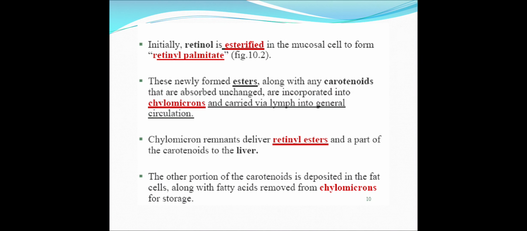supplements. Initially, retinol is esterified in the mucosal cell to form retinyl palmitate. These newly formed esters, along with carotenoids that are absorbed unchanged, are incorporated into chylomicrons and carried via lymph into general circulation. Chylomicron remnants deliver retinyl esters and a part of the carotenoids to the liver. The other portion of the carotenoids is deposited in the fat cells along with fatty acids removed from chylomicrons for storage.